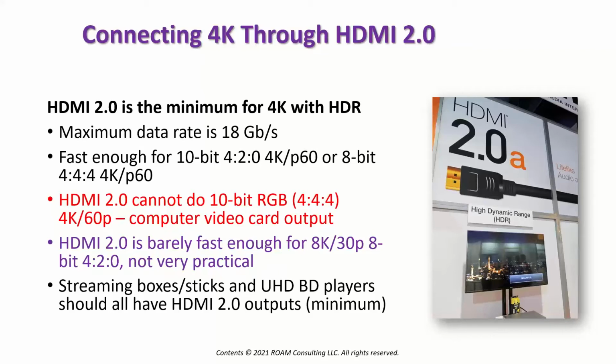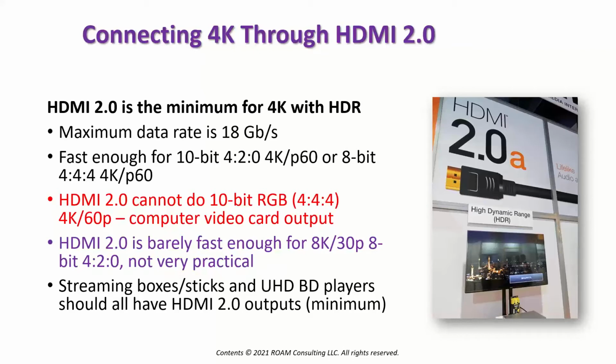So you have to cut the color resolution to 422 or 420, 420 being a consumer format, 422 being a professional format, and 444 full resolution video on all color channels being a computer format. You have to cut the color resolution if you want to maintain the frame rate and also 10-bit encoding. HDMI 2.0 is barely fast enough for 8K 30p 8-bit, which is almost useless at that point. If you're going to look at 8K and you can only do it at 30 frames a second and you can only use 8-bit color at low color resolution, why bother?